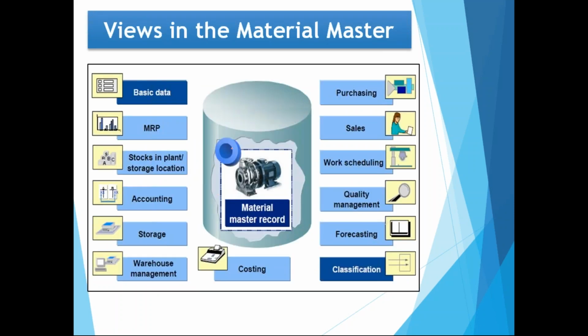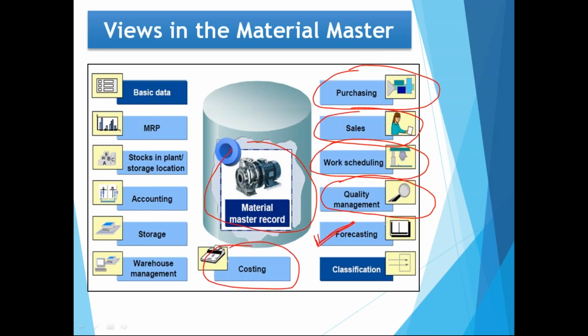Okay. So this is the one. So this is the material master record. So every department will have their own data. Purchasing department will have their data. They will maintain their data in purchasing view. Sales people will maintain their data in sales views. Production people will maintain their data in work scheduling view. Quality control department will maintain their data in QA view. Forecasting department or planning department will maintain forecasting.